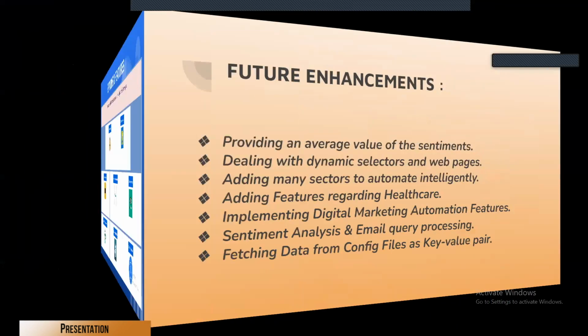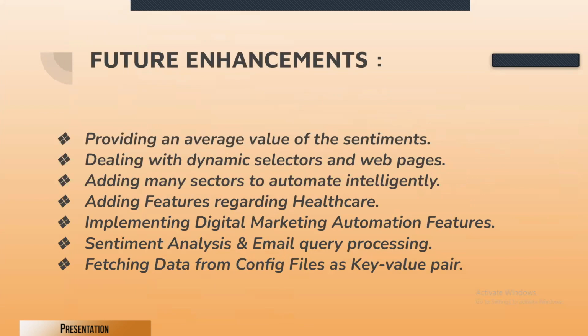And I would also like to tell the future enhancements. Right now, I provide an analysis of the sentiments and the prediction. And I would also like to provide an average value. If there are more positive, it should give a message like this product is positive. If negative, it should give it accordingly. The websites like Amazon, Flipkart, and Siksha I'm using are very dynamic, so I'm working on dealing with dynamic selectors and the web pages I'm using with Python code.